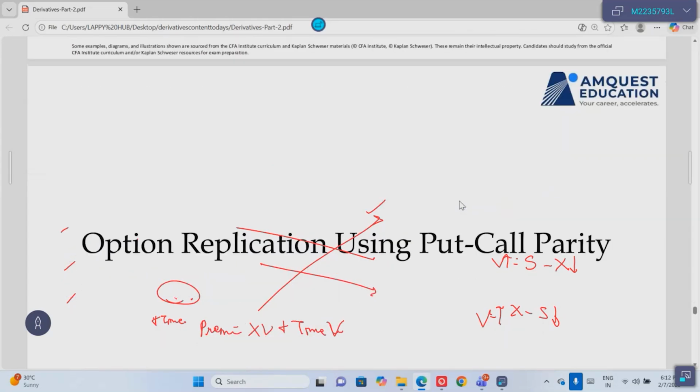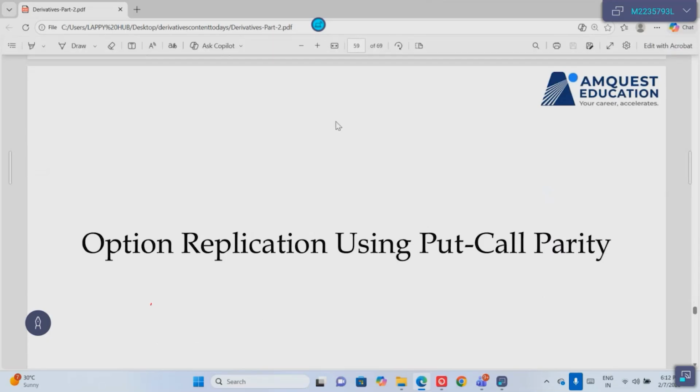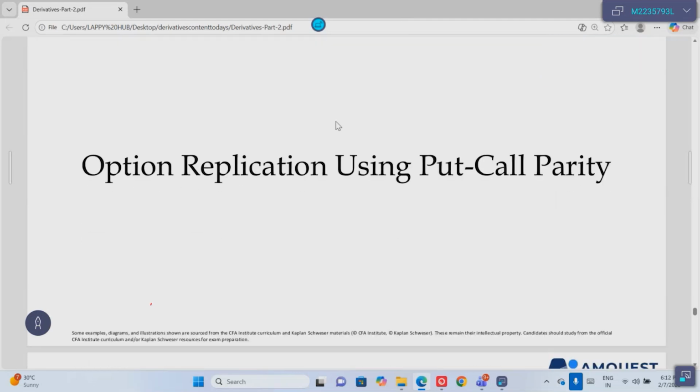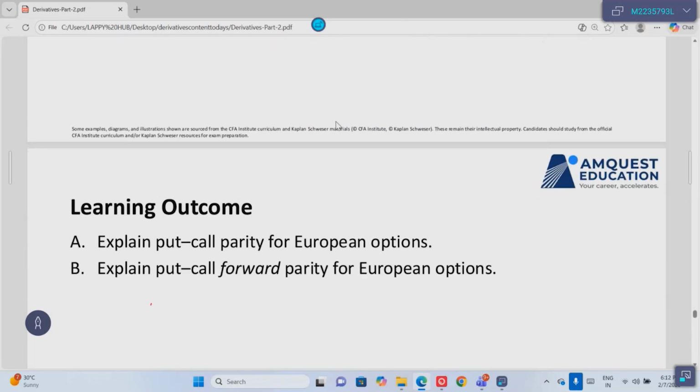Okay. Now we look at trying to find out options we can use to replicate our strategies. So there is a very important concept called put-call parity. This is the last part of this point. We will move to another later. Now, what is put-call parity? This formula is very important, but more than a formula, you have to learn how it can be used to find the missing numbers.